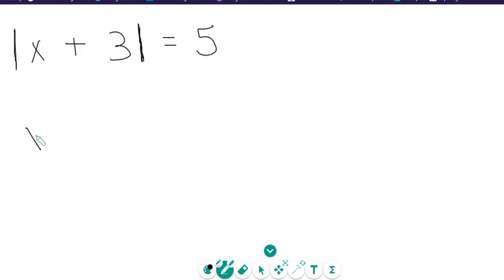So we have x plus 3 equals 5. You can see the answer is positive right here. The 5 is positive. The other is x plus 3 equals negative 5, and the answer is negative. So we're going to have two different answers for this.